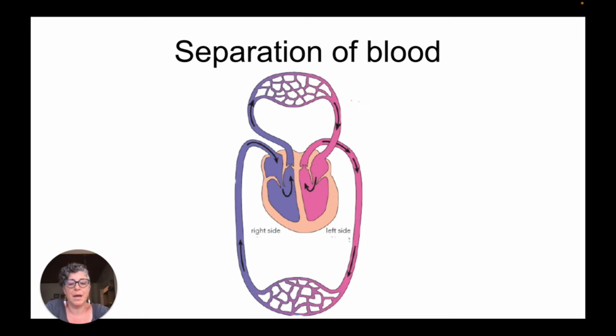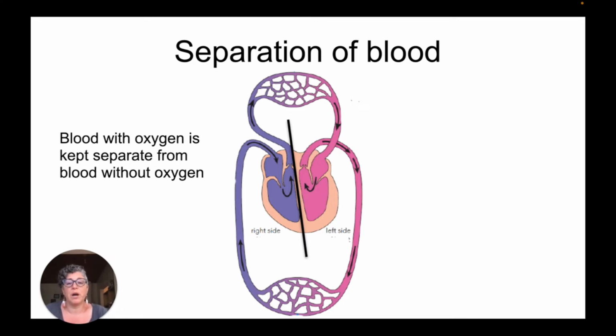So in mammals we have an upper and lower chamber on the right side and an upper and lower chamber on the left side, and so the blood is separated for purposes of oxygen. So the blood with oxygen is kept separate from the blood without oxygen. Typically in a diagram, the blue blood is the deoxygenated blood and the red blood is the oxygenated blood. And so here we see the heart with that dividing material, that muscle between those two sides.